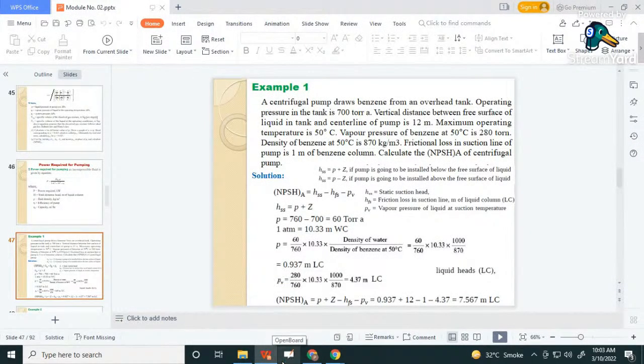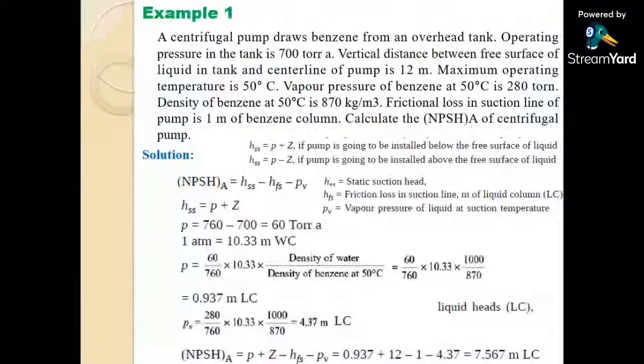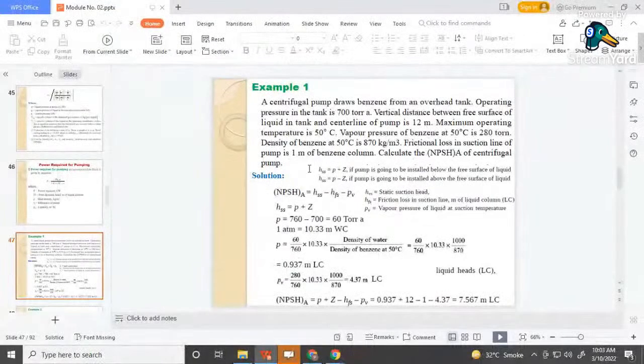Is it visible, slide? Okay. My camera is off.